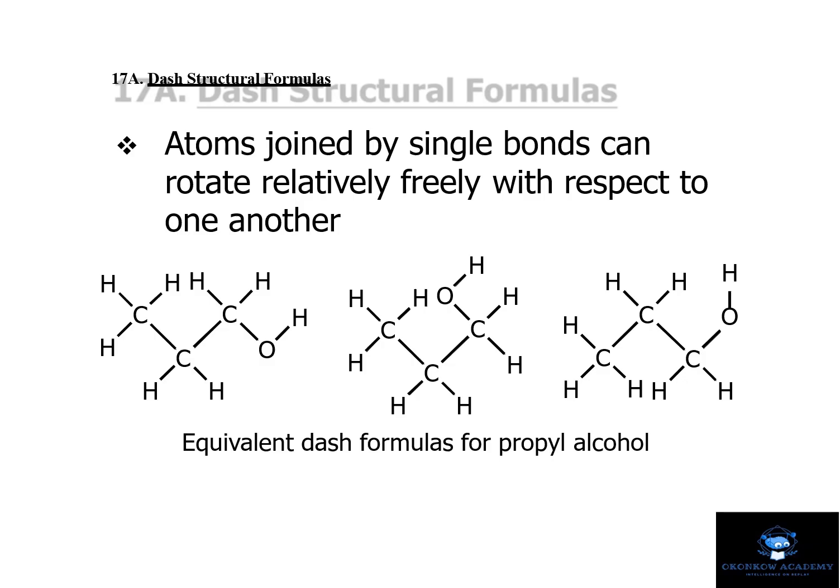The most explicit representation is the dash structural formula, also called the Lewis structure or full structural formula. Every atom is shown, and every bond is represented by a dash. Lone pairs are sometimes shown. This is the most informative representation, but also the most time consuming to draw. Notice the examples of propyl alcohol shown in different orientations. They all represent the same molecule because single bonds allow free rotation, as discussed earlier. Atoms connected by single bonds are simply rotated to make the drawing convenient.